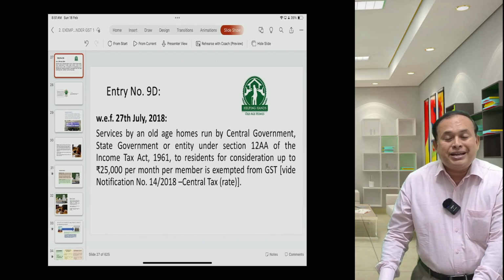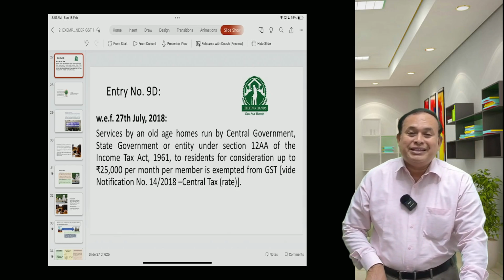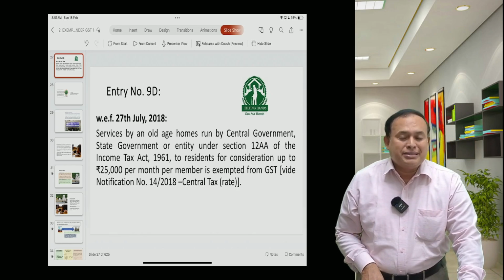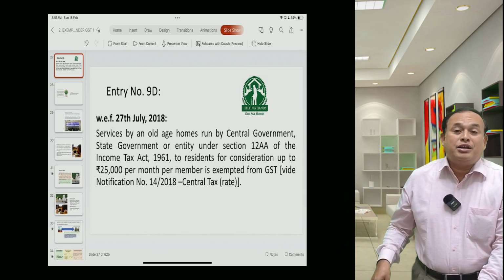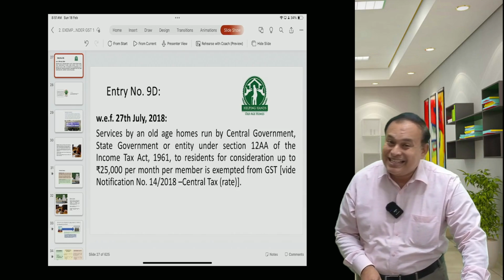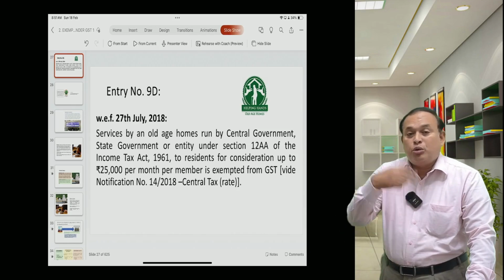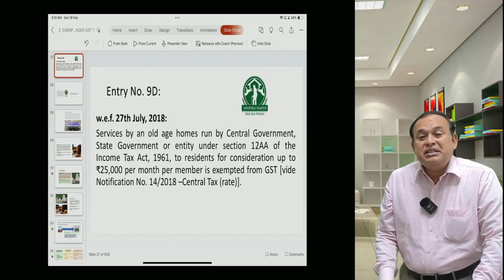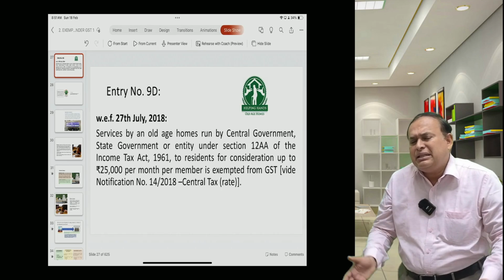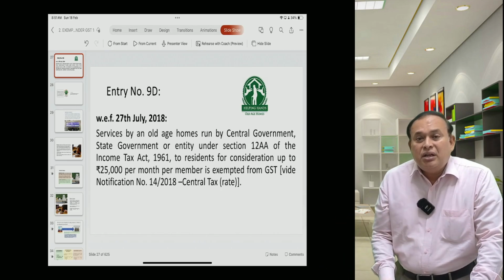More than 1,000 attracts the GST, even though the supplier may be registered under section 12A or 12AB or section 10(23BBA) or section 10(23C) sub-clause 5 of the Income Tax Act, as the case may be. It is taxable if it is more than rupees 1,000 per day per room. If per month comes into the picture, 10,000.